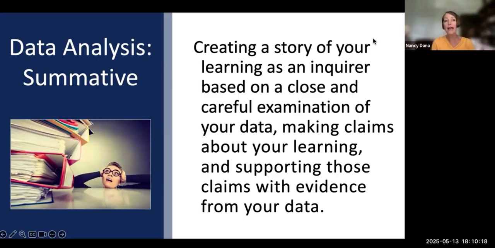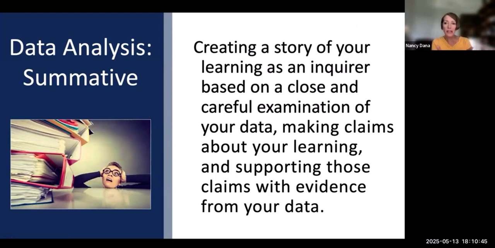Debbie learned that using fractured fairy tale plays brought joy and enthusiastic response from her students. And then she supported that claim with evidence from her data, excerpts from her Dear Mrs. Hubble letters. Okay, so that's a very quick review of the definition of summative data analysis.